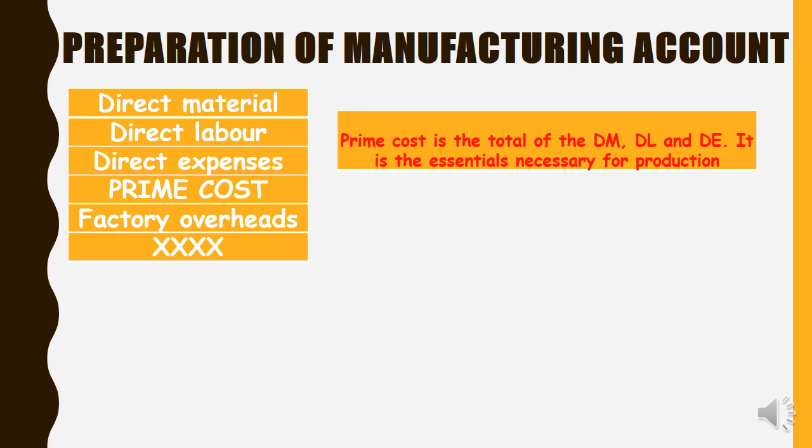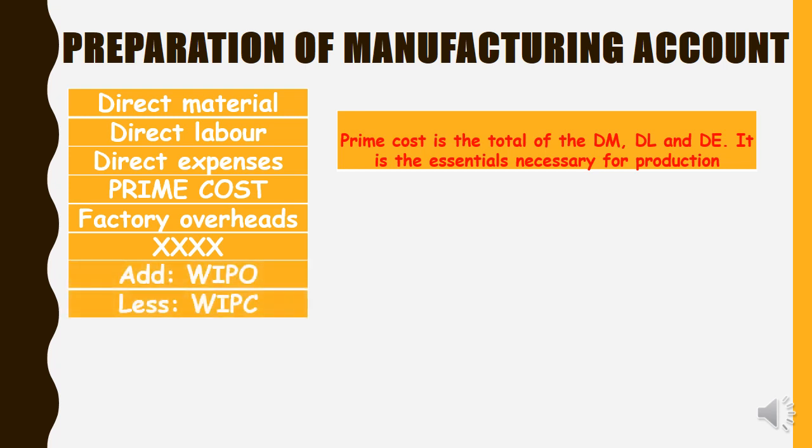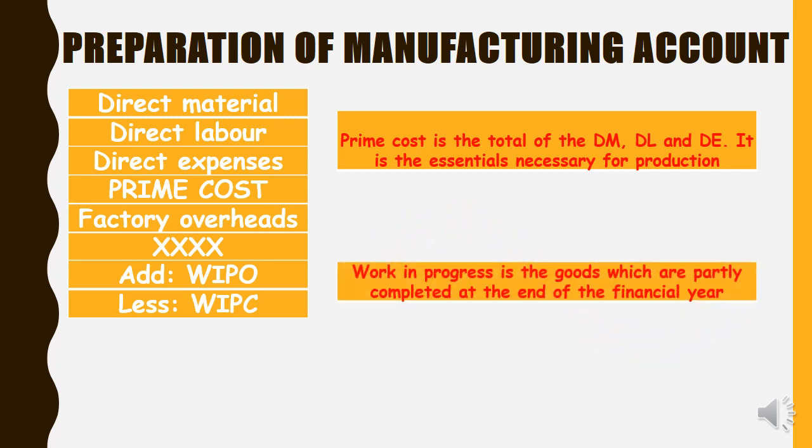If you have work in progress opening, we add. Work in progress closing, we minus. Remember that. Sometimes the IGCSE question will ask what is the meaning, define the work in progress. Work in progress is the goods which are partly completed at the end of the financial year. You need to explain like this. After that we get the answer, which we call cost of production.